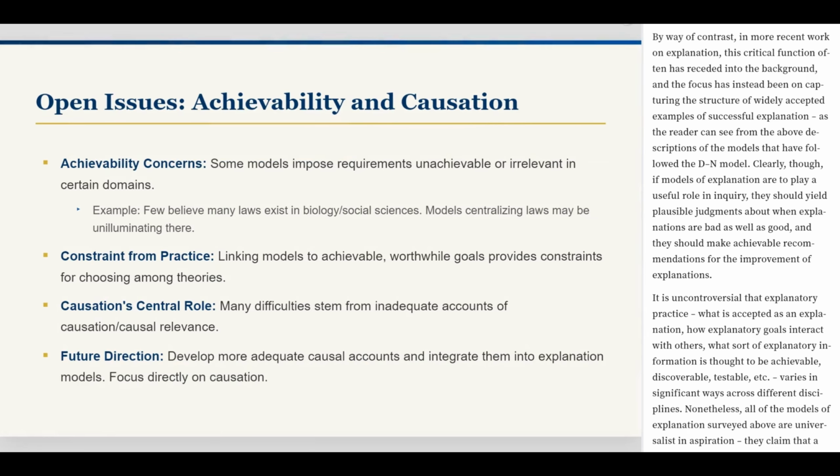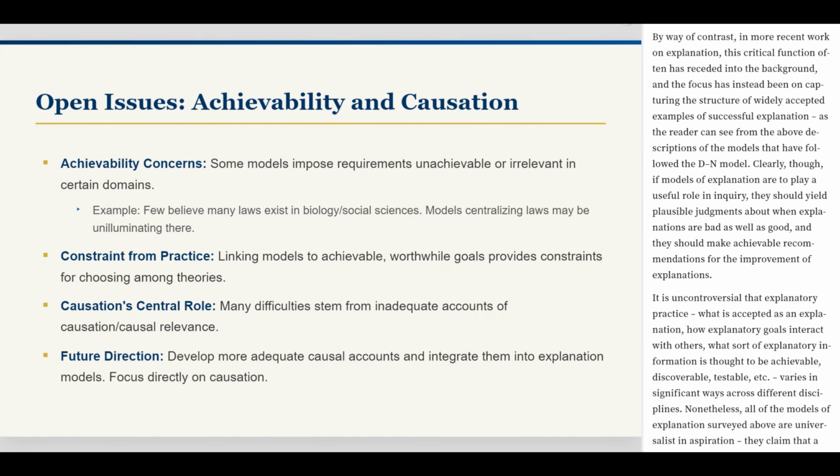Related to the universality issue is achievability. Some models, particularly those heavily reliant on laws, might impose demands that are just unrealistic in certain fields. As many scientists and philosophers argue, biology and the social sciences likely don't operate under the same kind of lawful regularities as physics. So, models centered on laws might just not apply well there. Linking explanation models to what is actually achievable and valuable in different domains could provide useful constraints, even if some see this as mixing practical concerns with pure theory.